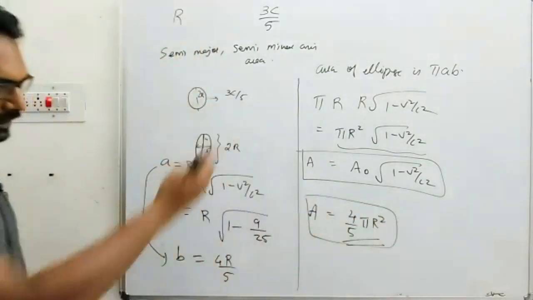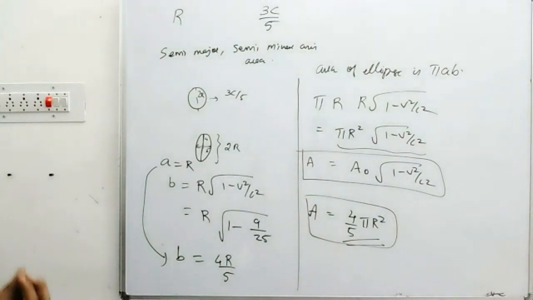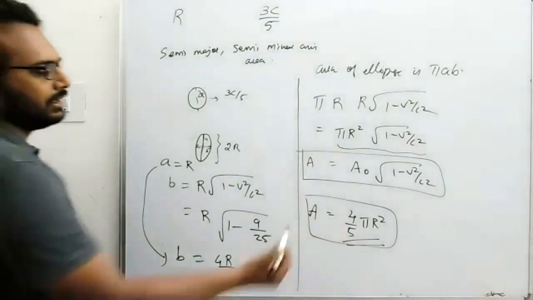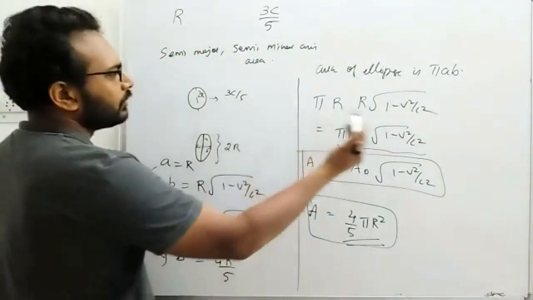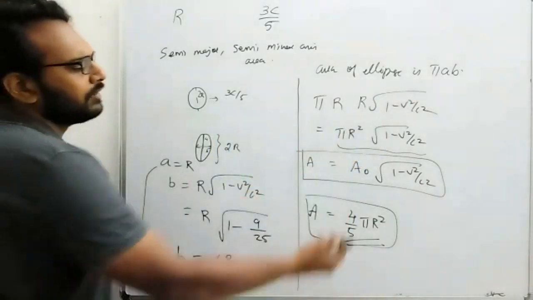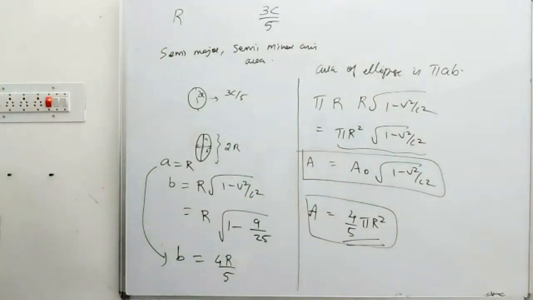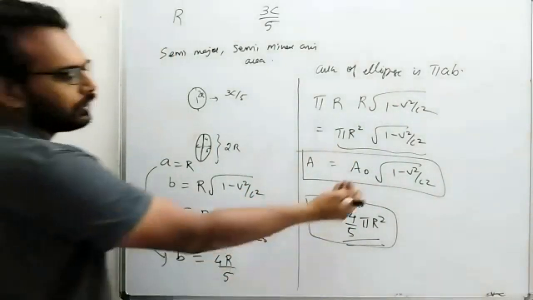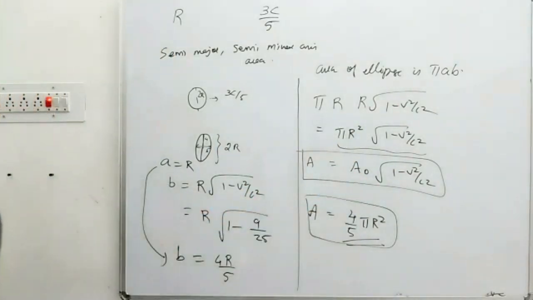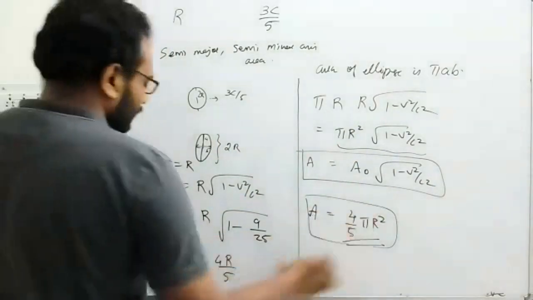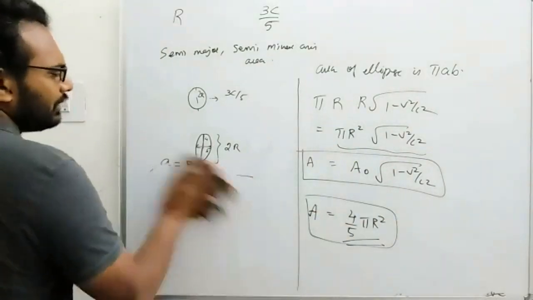Now, if the details of the shape are not given, you can always try this. Because it's an ellipse, we could use the pi AB formula. If the details of the shape of your object or the area are not given, you can always use this formula. It goes just as length, and you can prove that easily.